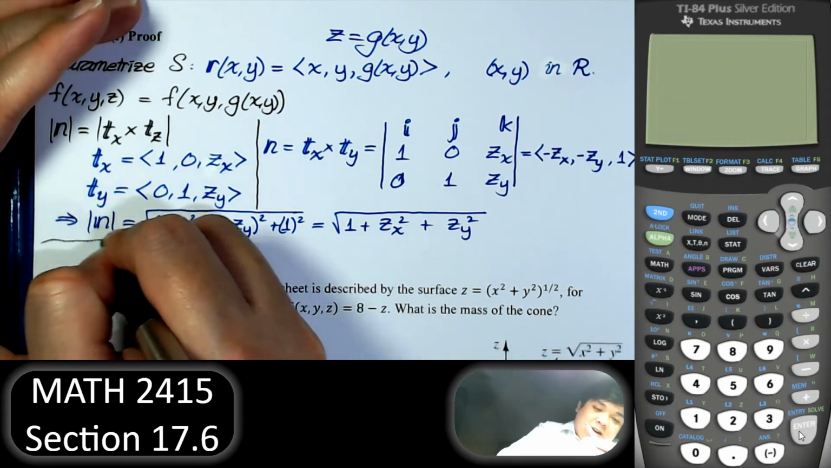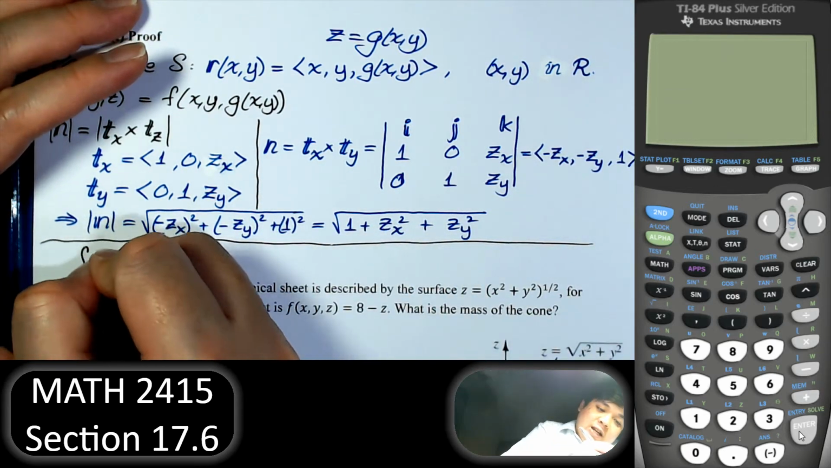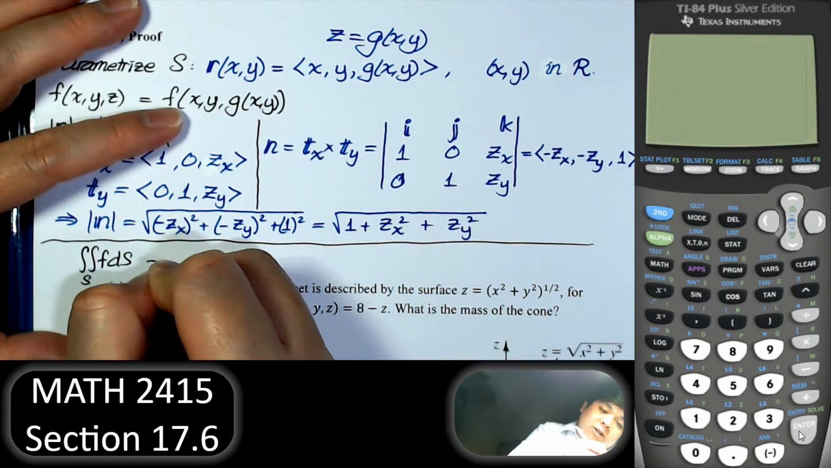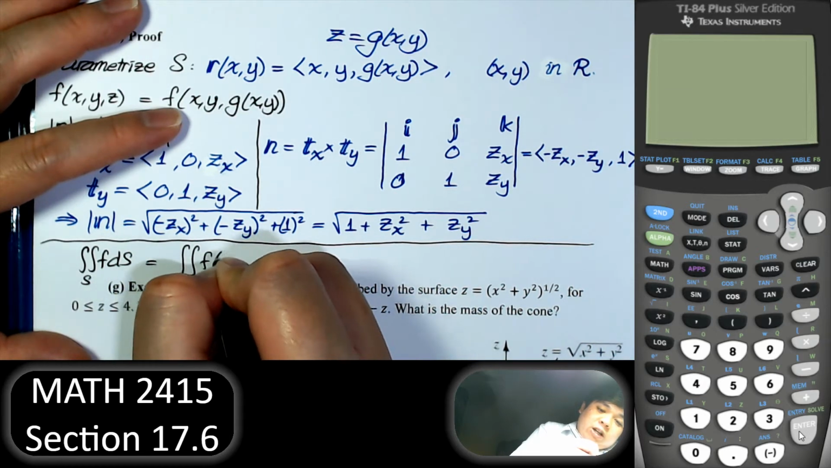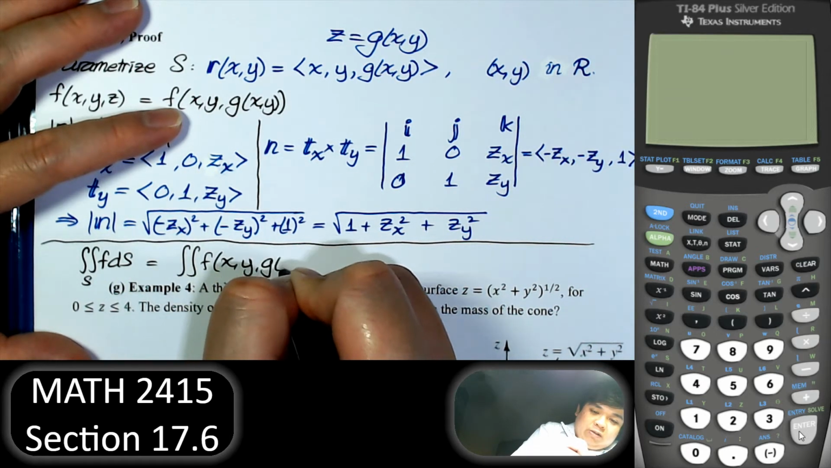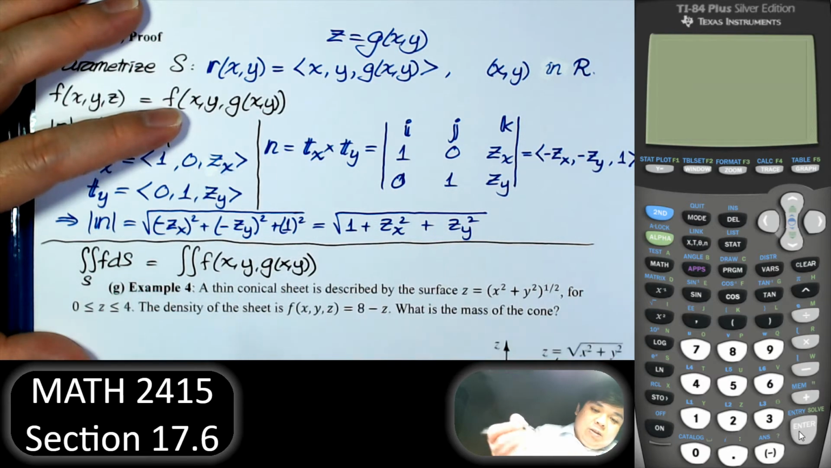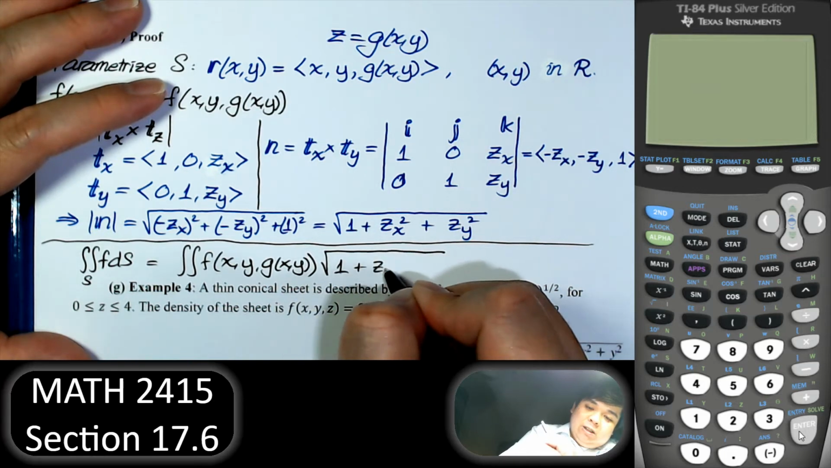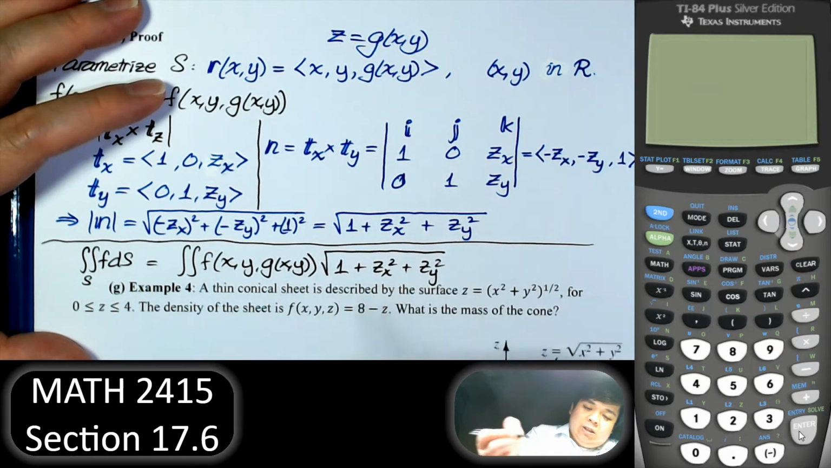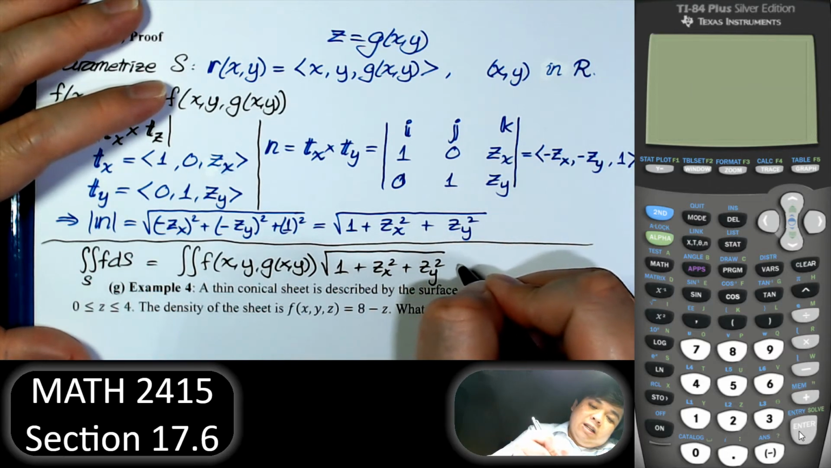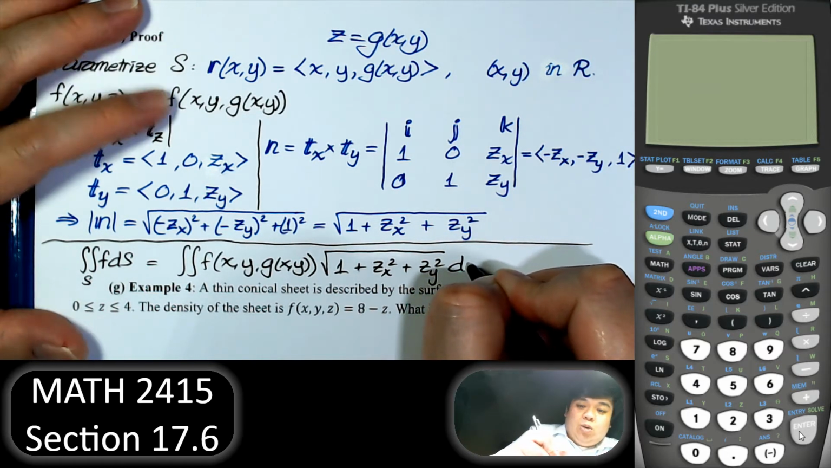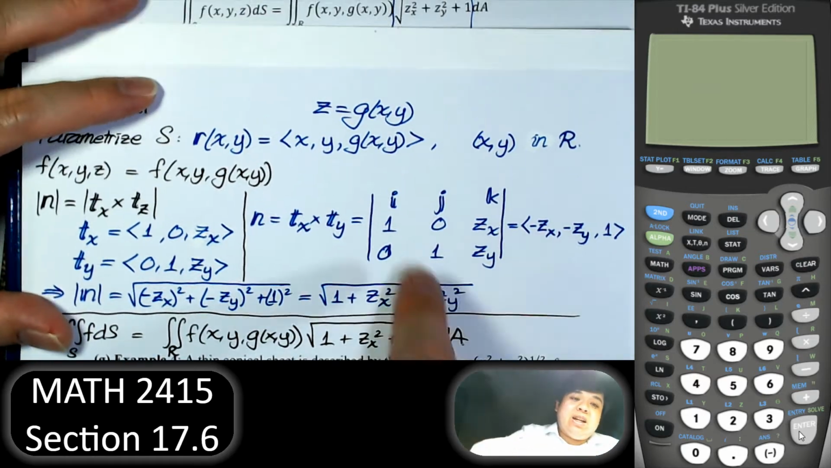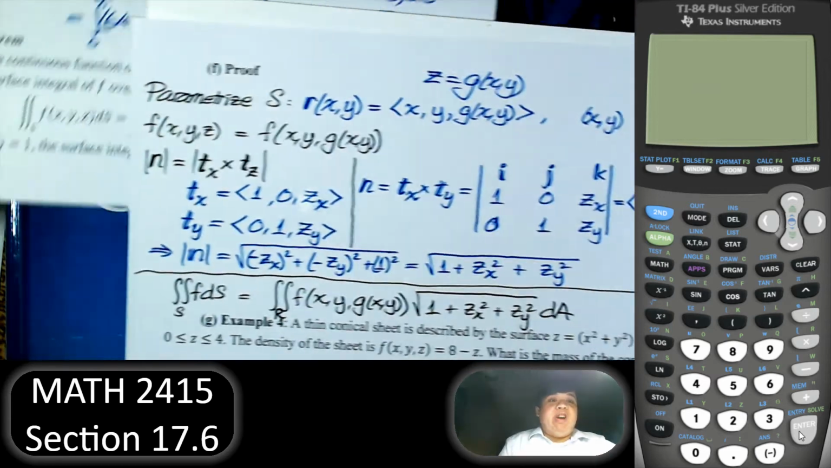So in that case, finally, we can write the surface integral equal to the function in terms of x, y, times the normal vector magnitude, dy dx, over the region R. And so that's exactly what we have. And the proof is fairly simple.